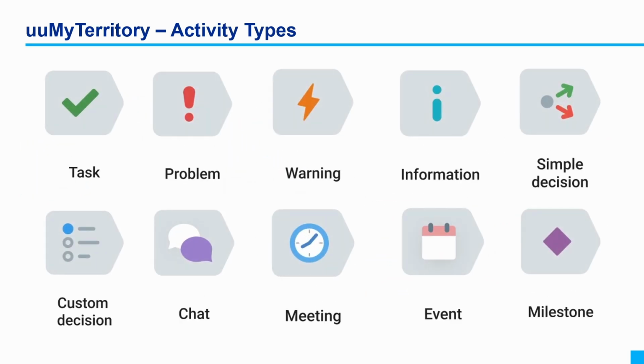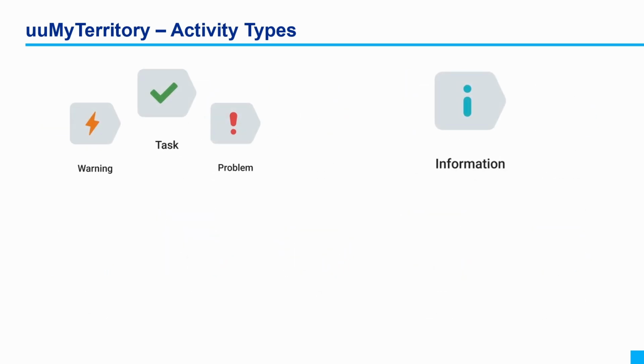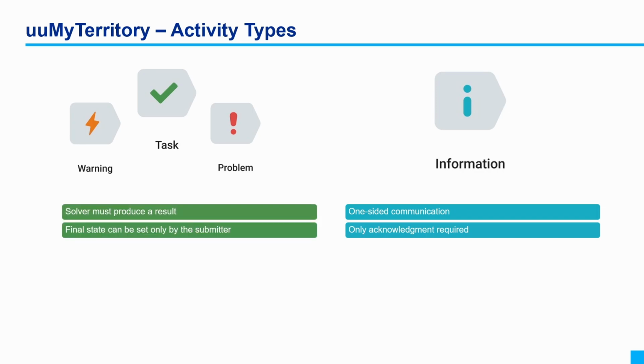To sum up, we have several activities that might be mistaken for each other. First of these is the contrast between information and task activities: task, warning, and problem. While information serves only for one-sided communication and requires nothing but acknowledgement on the solver's side, which changes it into its final state, task activities require the solver to actually produce a result. Such activity can only be changed to its final state by the submitter, and its severity can be further highlighted via the warning and problem activity types.